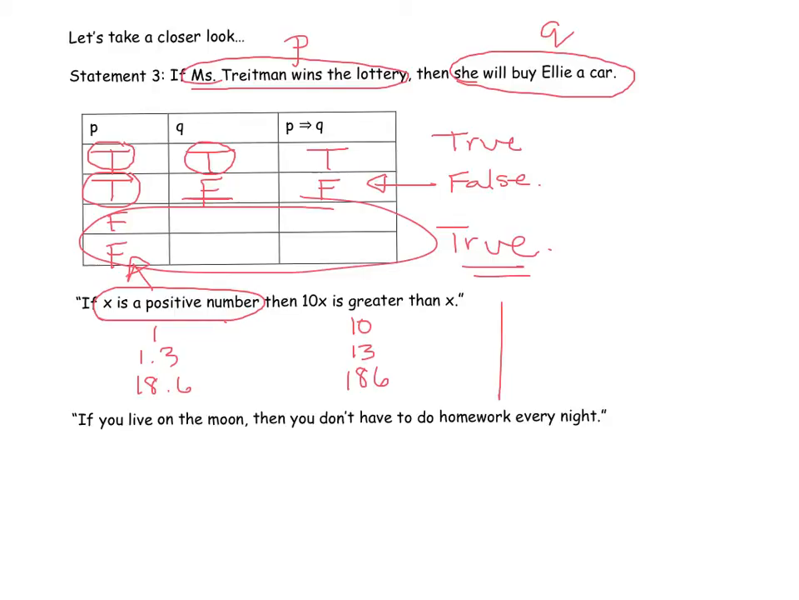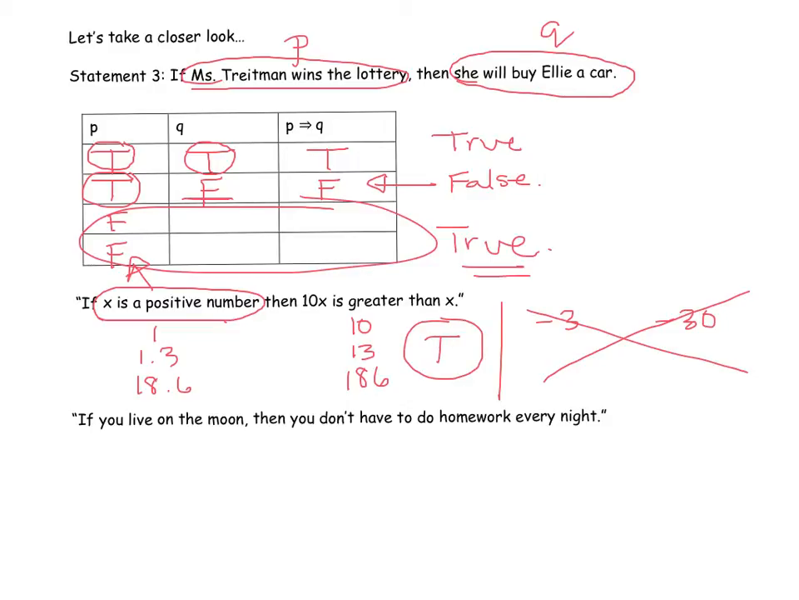If I hadn't, let's say I had picked, let's let x equal -3. Well, then I would get -30, but that doesn't matter. This scenario is not considered in determining the truth value of this statement. We only consider it when we start with a positive number. So we would say that this statement is true.